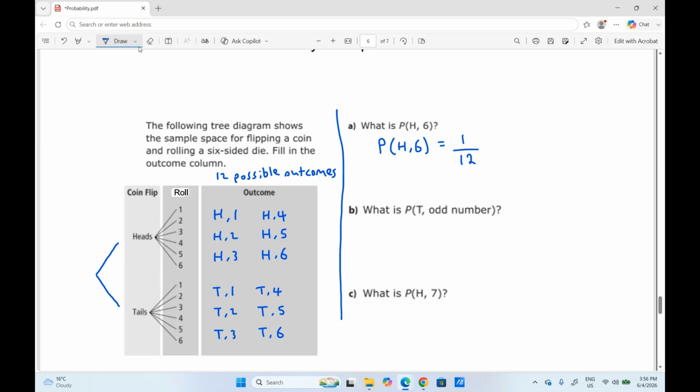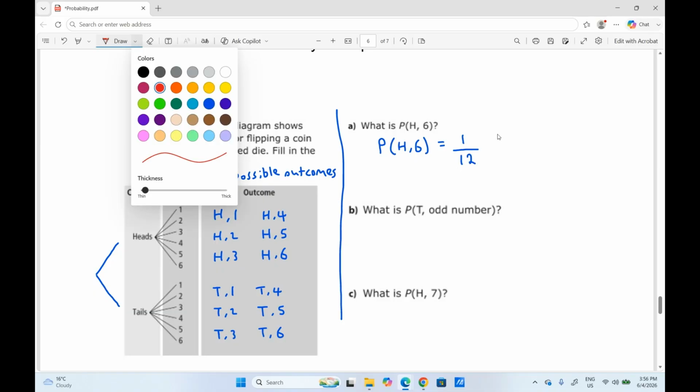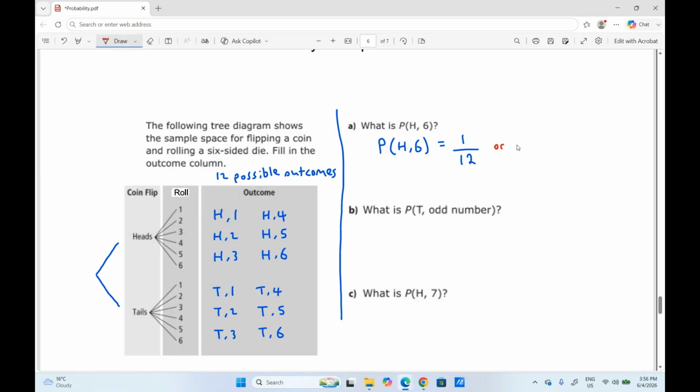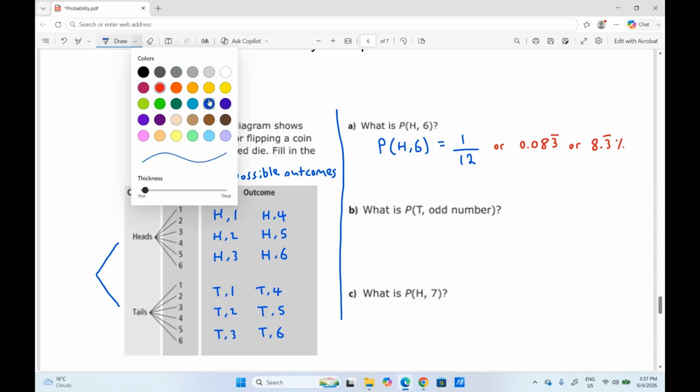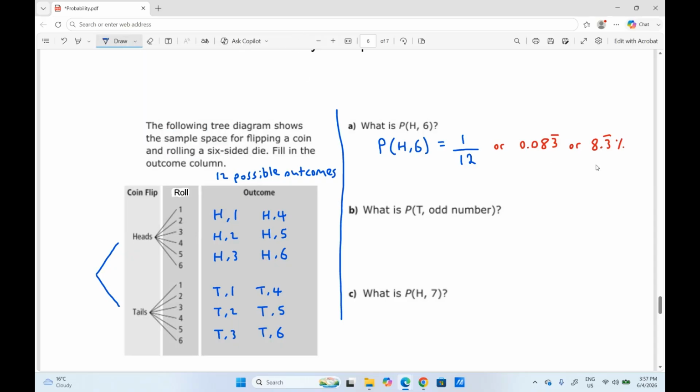Now, I don't have to do this, but if I really wanted to, I can say this also can equal to 0.083 repeating as a decimal, or 8.3 repeating percent. I only do that if I'm asked to express my answer as either a decimal or a percent. If I'm just not asked, I can leave my answer as a fraction.